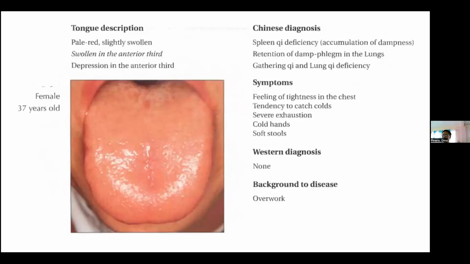Next case is a female, 37 years old. The tongue is pale red, slightly swollen. So there's a spleen Qi deficiency, accumulation of dampness. It is also swollen in the anterior third, so there's retention of damp phlegm in the lungs. There's also a depression in the anterior third, so gathering Qi and lung Qi deficiency. Patient symptoms are a feeling of tightness in the chest, tendency to catch cold, severe exhaustion, cold hands, and soft stools. There is no Western diagnosis, and the background to disease is overwork.